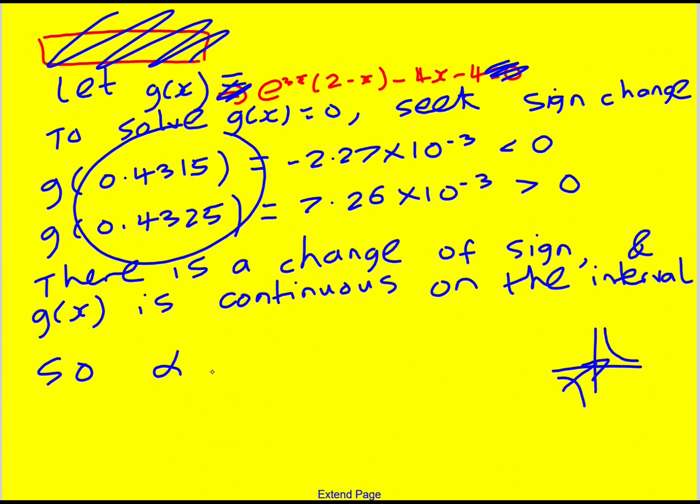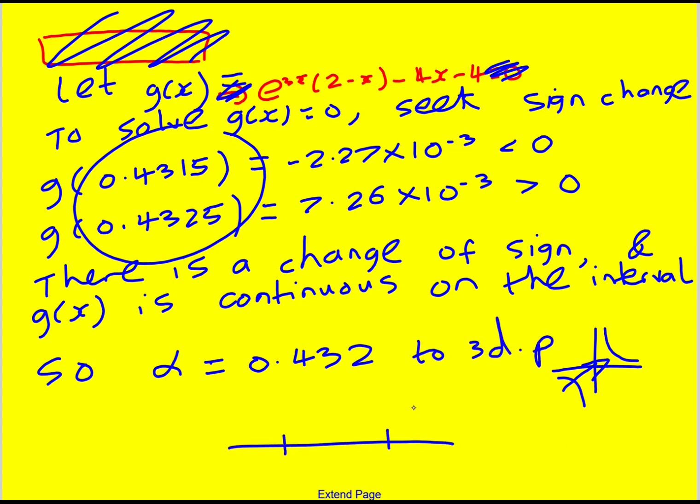So alpha equals 0.432 to 3 dp, as I explained before, because I'm basically finding the values at these midpoints between. Then because it is actually negative here, positive here, we know the sign change is going to be somewhere in between. It's necessarily going to converge to 0.432, well, round to 0.432 to 3 decimal places.